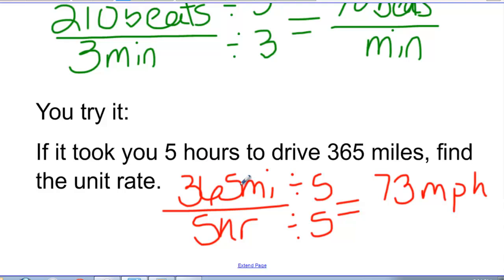So I went ahead and set this up as miles per hour because that would be a typical way that we would express this rate. We drove 365 miles in 5 hours. I divided both by 5 and ended up with 73, and a lot of times we abbreviate miles per hour as mph. So that's what I did there.